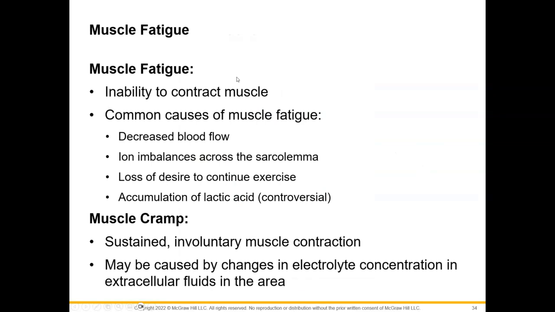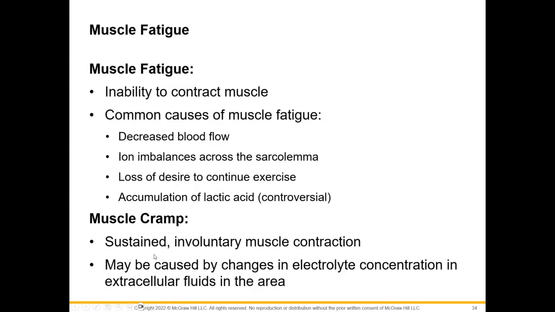Muscle fatigue is the inability to contract a muscle, and the common causes of muscle fatigue include decreased blood flow, an ion imbalance across the sarcolemma, loss of desire to continue exercising, accumulation of lactic acid. And this idea is a little bit controversial as to whether that really does cause it or not. There's evidence that it does, but there's some other caveats to it, I guess I should say.